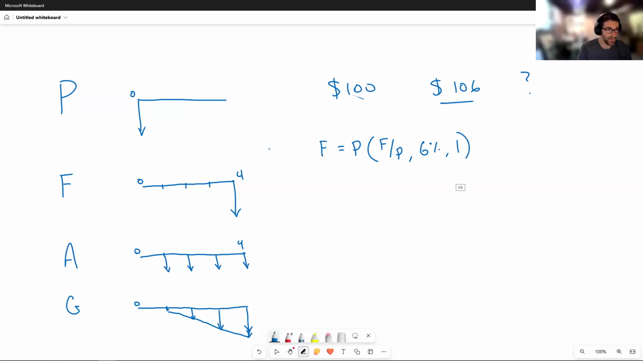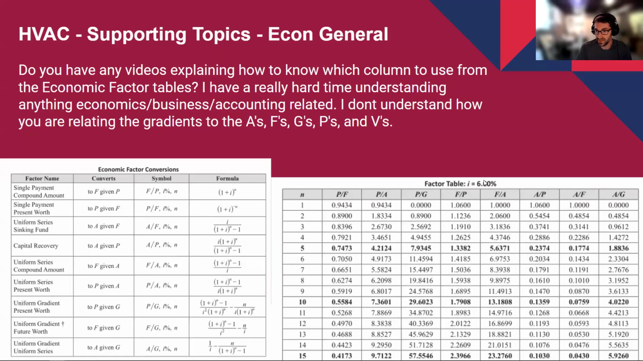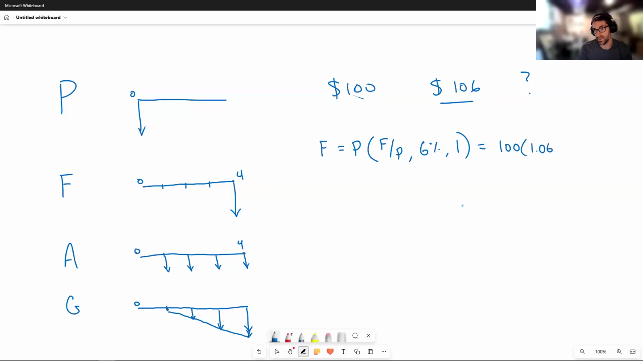So what do we think that's going to be in the table? Surprise, surprise. F given P for 1 year in the 6% table is 1.06. So $100 times 1.06 is $106. And voila, we have proven that $100 today is worth $106 in the future if the interest rate is 6%. If the interest rate is something else, it's going to be different. Now, that was an easy one.